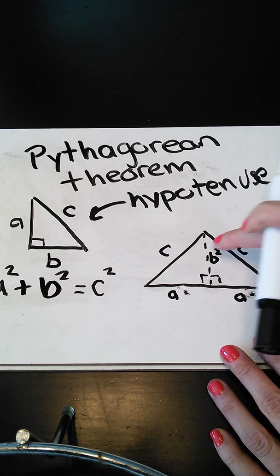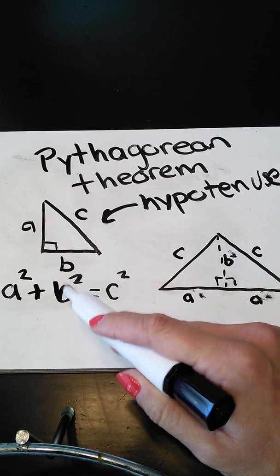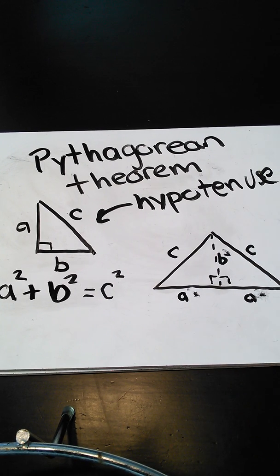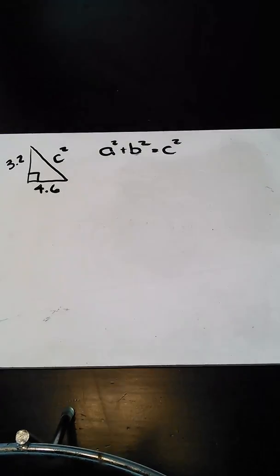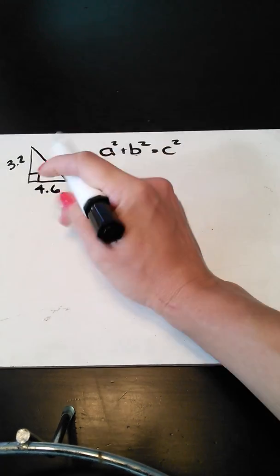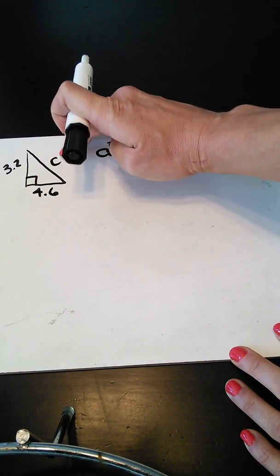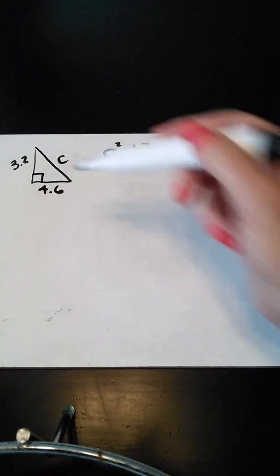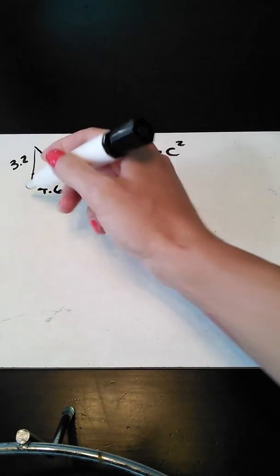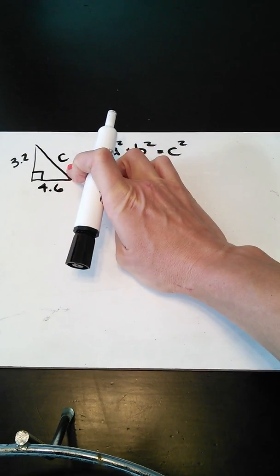So in order to find the unknowns, we could put them into our formula, A squared plus B squared equals C squared. So now let's put that into use. I have given you a triangle here that has two adjacent sides from the right angle. So 3.2 would be one of our A sides, 4.6 would be another side, and across from the right angle is our C.